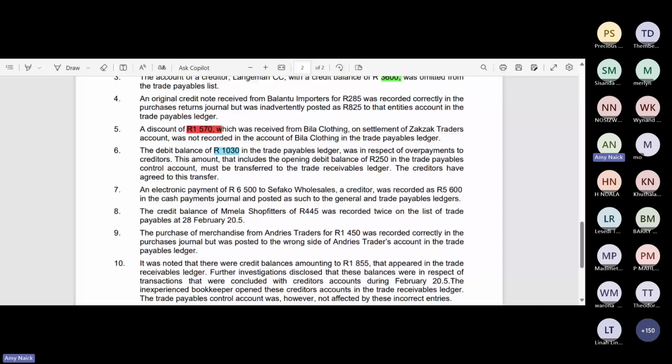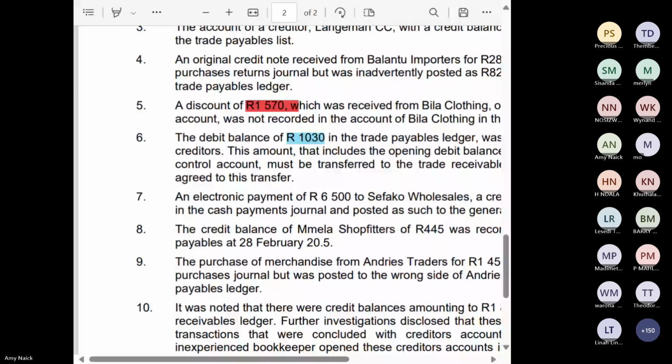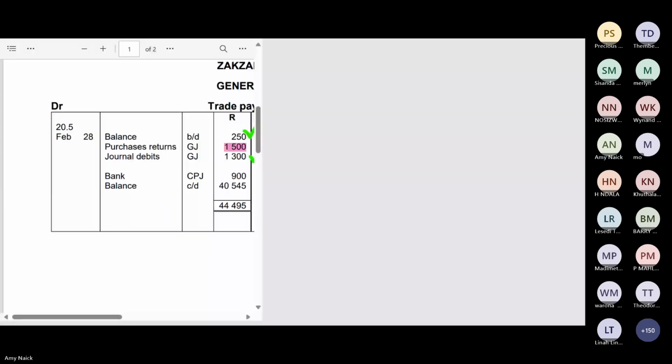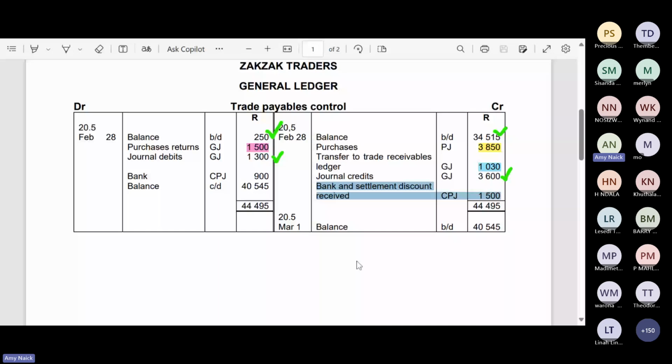Am I making sense? I'm going to go to the solution whilst you advise. Can everyone see my screen?